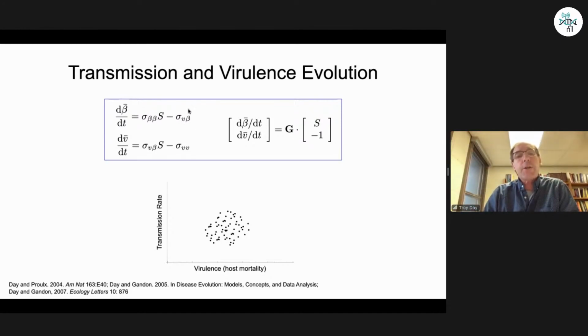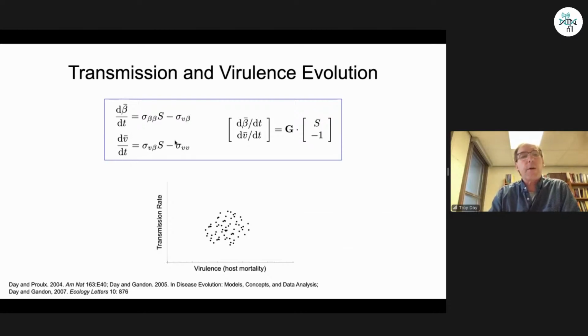And then the second term is any indirect effect due to selection on virulence. So virulence is always selected against. It's always bad to kill your host because it shortens the period of time over which you can transmit. And so if there's any genetic covariance between transmission and virulence, that will impose an effect on the evolution of transmission as a result of this indirect effect of selection.